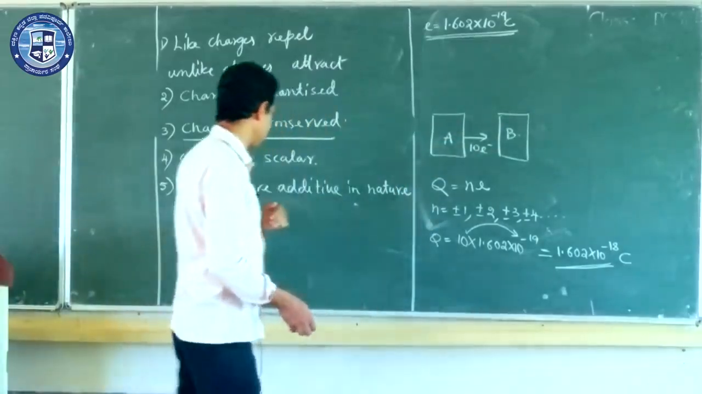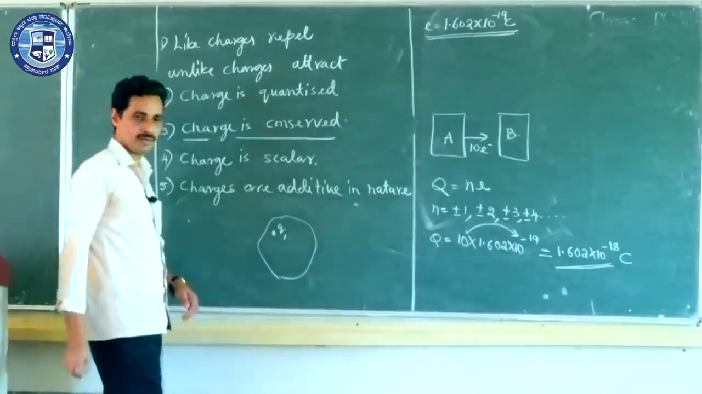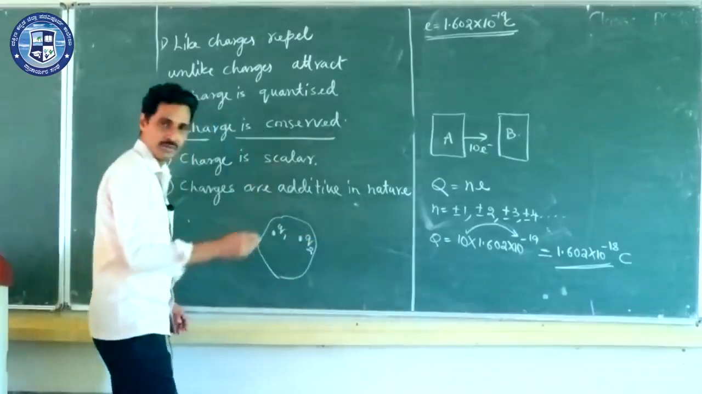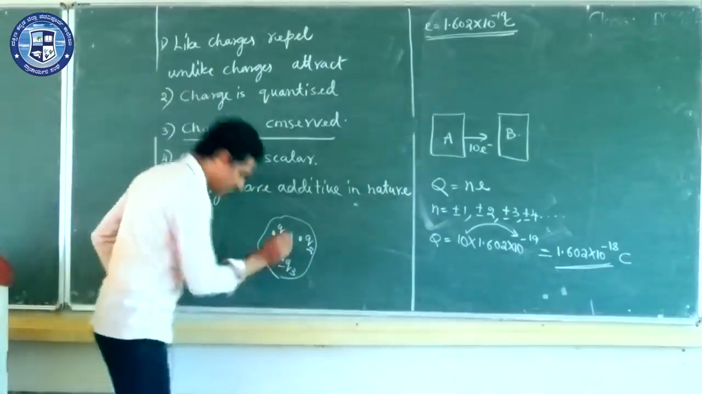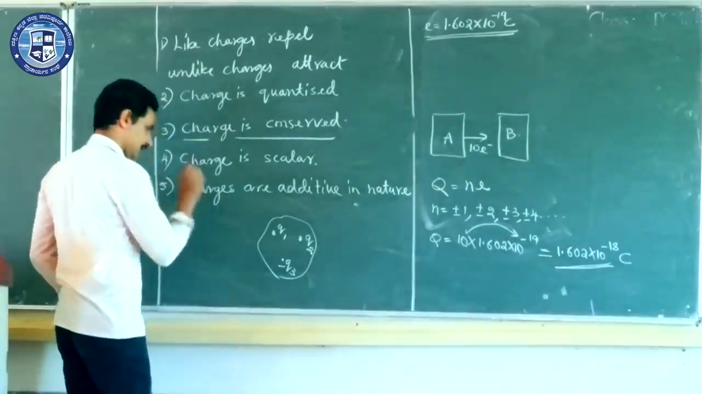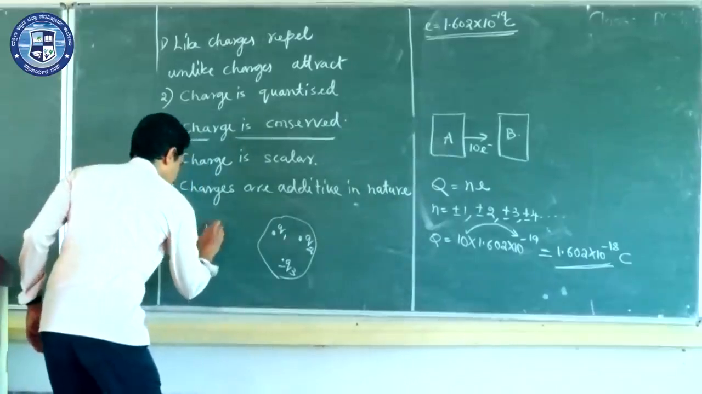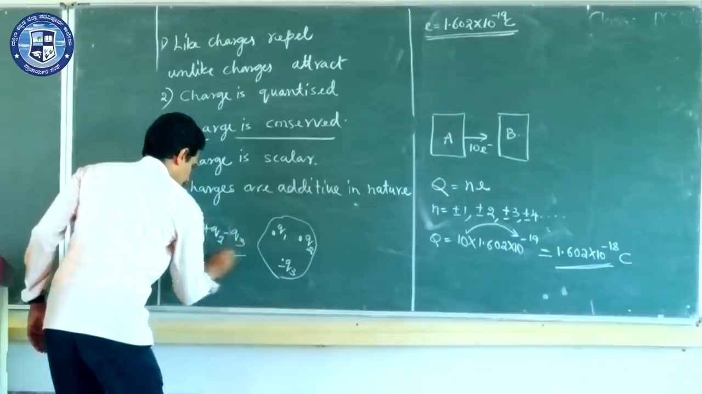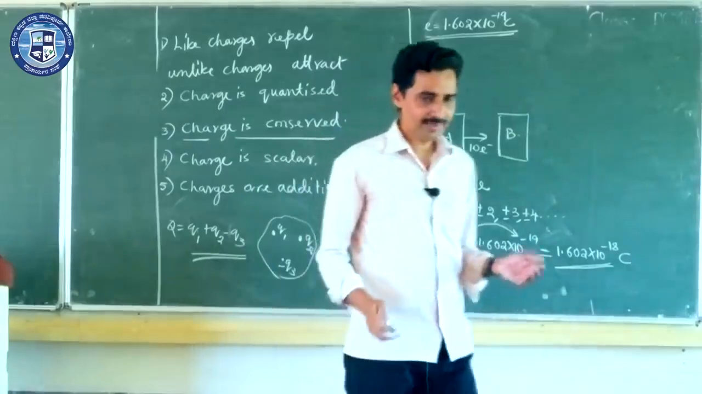So if you have a system like this, and this body has a charge Q1, and this body has a charge Q2, and this body has a charge, I will give you minus Q3, what is the total charge on the system? Total charge on the system is Q is equal to Q1 plus Q2 plus, here it is, minus Q3. Or you can take it as plus Q3 and write plus Q3 also. So charges are additive in nature.